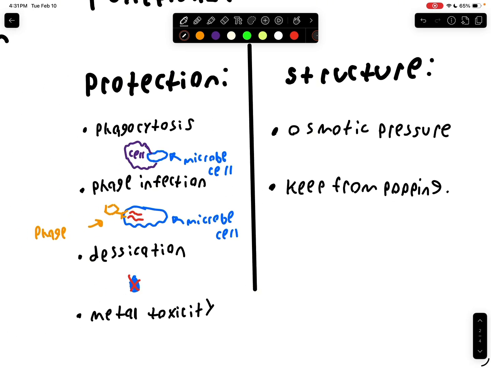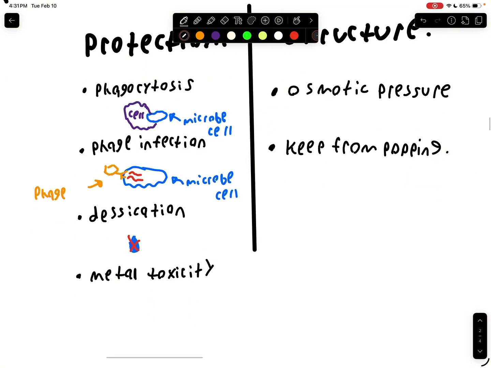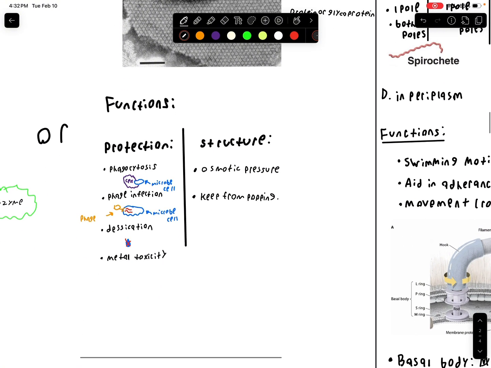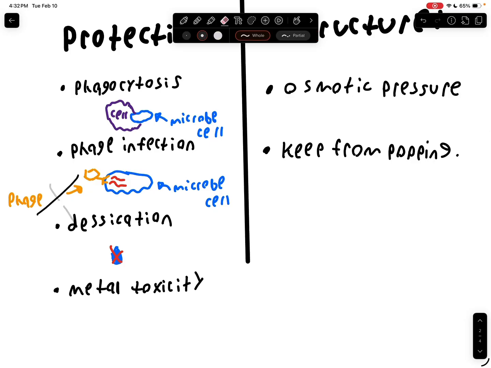In terms of protection, it'll stop phagocytosis. If you're a bigger cell and you have this microbe over here, you're the archaea, in this case the blue, another cell can come in and eat the archaea because it's so small. So the S layer protects from that. The other thing is you can have phage infection. The phage over here is just a virus, and as you can see, it's kind of like pooping out DNA or RNA, depending on the virus, into this microbial cell, which is an archaea. Now, if you have this S layer, it can't do that. So this is not possible.